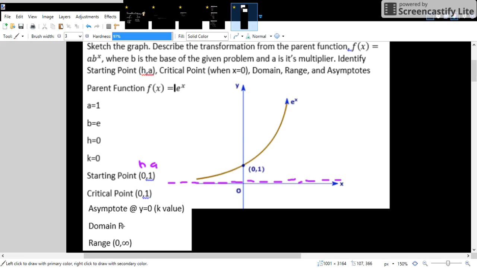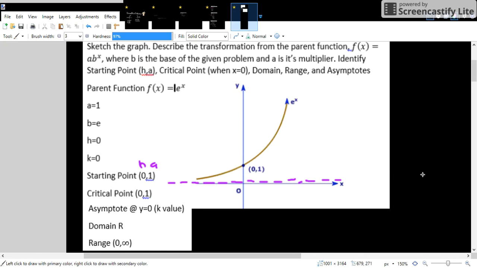Domain is going to be all real numbers. No matter what number you put in for x, you're going to get some kind of output. Now, for that output, since we have an asymptote at y equals 0, y is never going to touch 0, and it's also never going to go below 0. So our range is only from 0 to infinity.